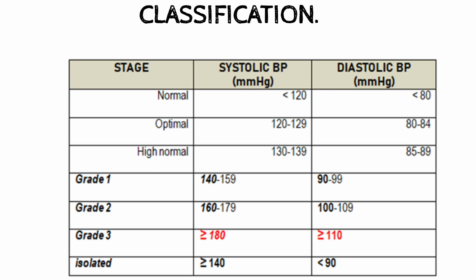Grade 3 hypertension is a systolic blood pressure of 180 and higher and a diastolic blood pressure of 110 and higher. Isolated systolic hypertension is a systolic blood pressure of 140 millimeters mercury and higher, but with a diastolic blood pressure below 90 millimeters mercury.